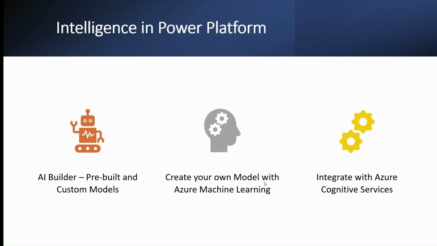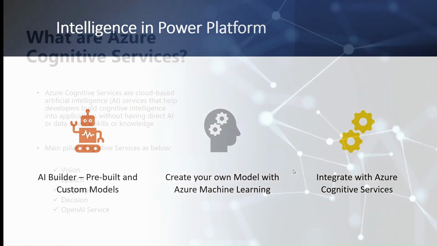When we talk about intelligence in Power Platform, there are various ways to achieve this. We can use AI Builder, the pre-built models, or we can create our custom models, or we can create our own model with Azure Machine Learning and bring it within Power Platform. And the third option is integrating Power Platform with Azure Cognitive Services, which I'm going to demonstrate today.